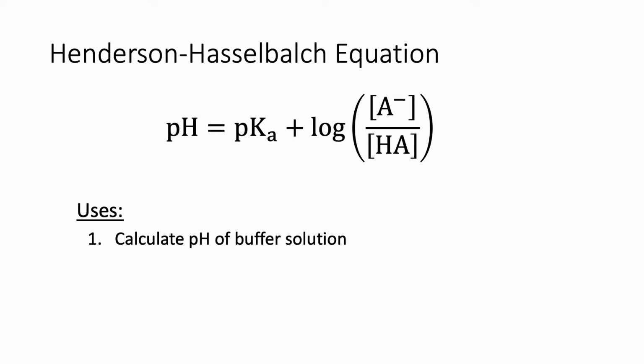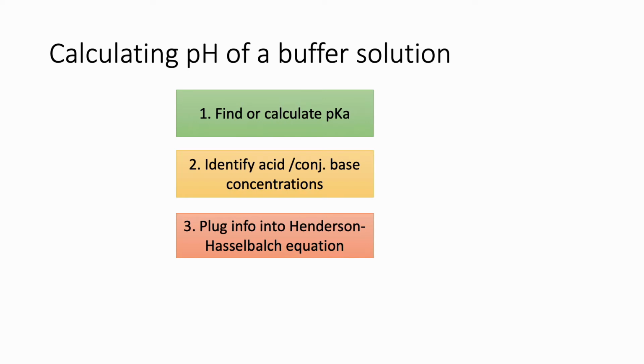Now we're going to use this two different ways in this video. The first is to calculate the pH of a buffer solution. The second is to help us prepare a buffer solution with a given pH. And that comes in useful if you're working in lab. So let's talk about how to calculate the pH of a buffer solution. The first thing is to find or to calculate the pKa of the weak acid that you're working with.